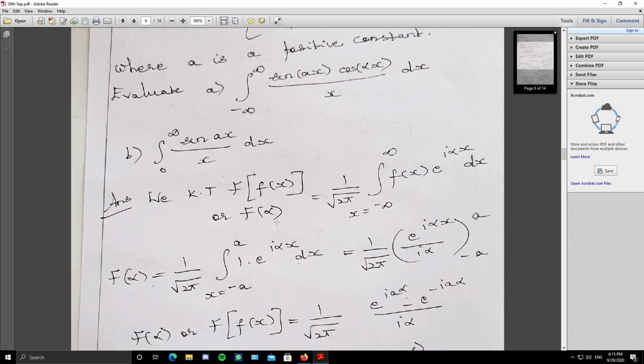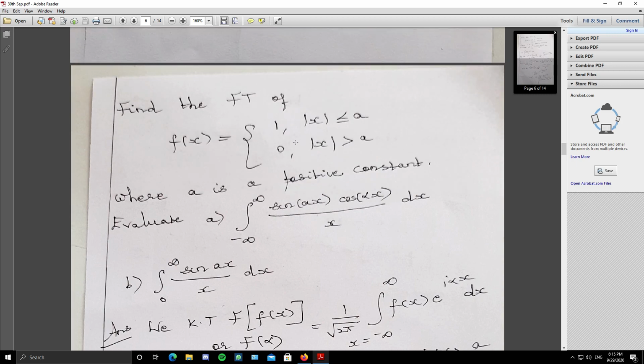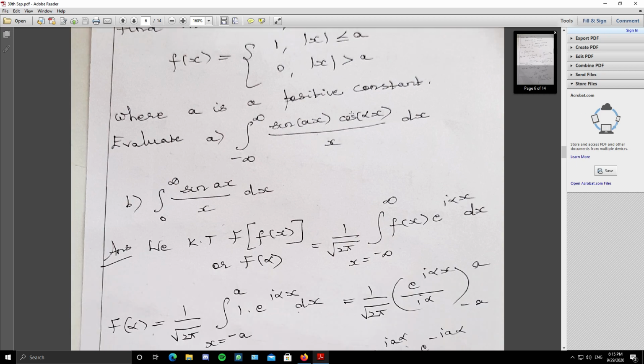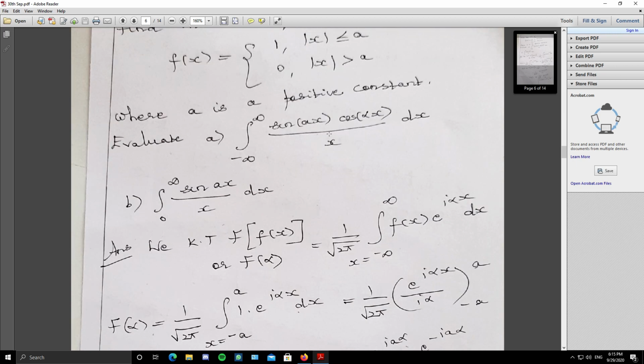Start with the definition. F of alpha equals 1 by root of 2 pi integral minus infinity to infinity f of x e power I alpha x dx. So how is f of x defined? 1 when mod x is less than or equal to a. That means x varies from minus a to a. So 1 by root of 2 pi, x varying from minus a to a, 1 into e power I alpha x dx. Otherwise it is 0. Otherwise it is given to be 0.